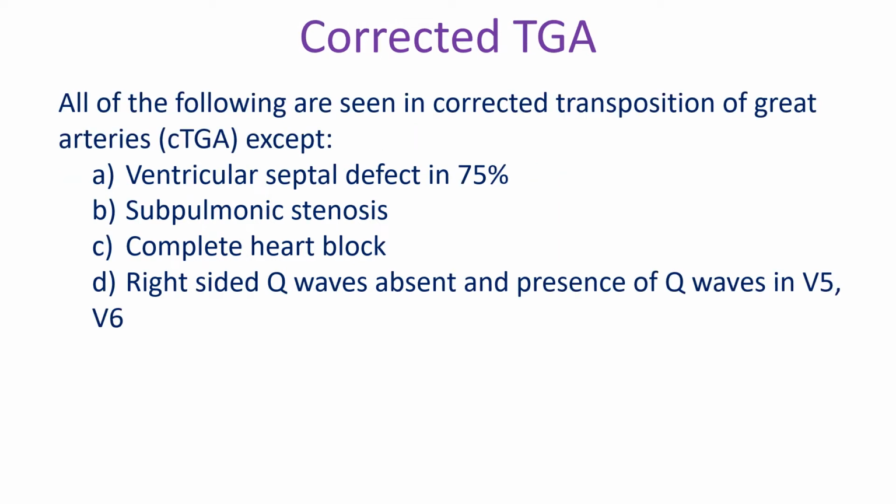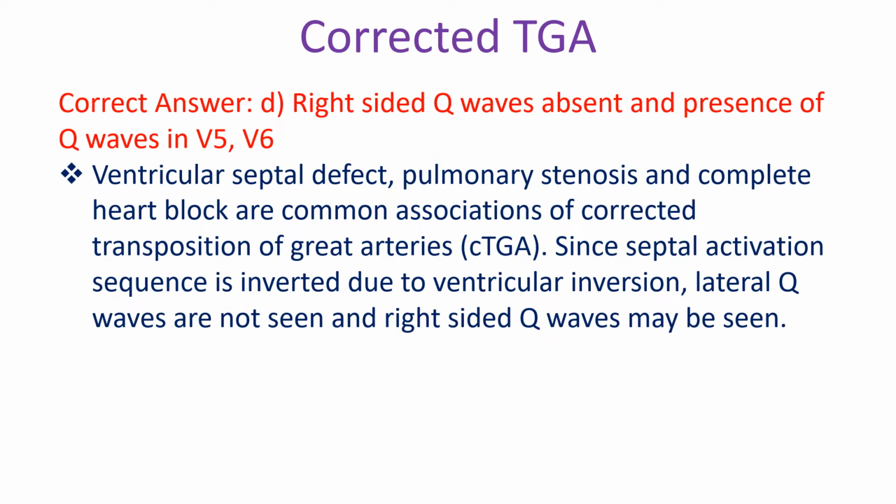All of the following are seen in corrected transposition of great arteries except: A. Ventricular septal defect in 75%, B. Subpulmonic stenosis, C. Complete heart block, D. Right-sided Q waves absent and presence of Q waves in V5, V6. Correct answer D. Right-sided Q waves absent and presence of Q waves in V5, V6.